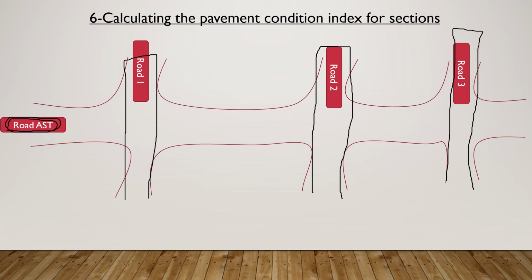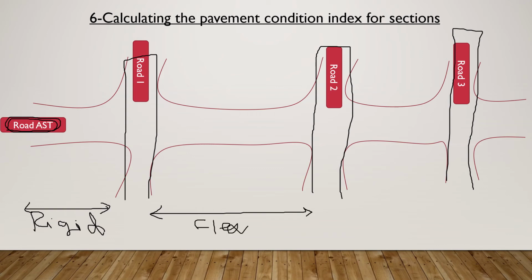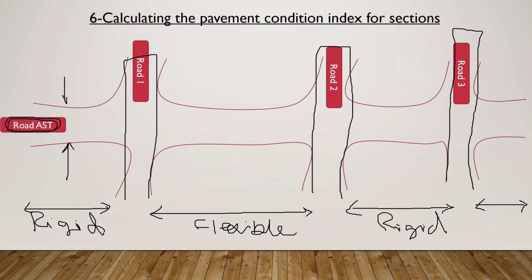And let's say, for example, this road, A Street, has different pavement types. For example, this section here is rigid pavement, and this one is flexible, and this one is rigid, and so on. And this road also has different widths, so the width of the rigid pavement section is different from this flexible pavement section, and also different from this rigid pavement section, and so on.